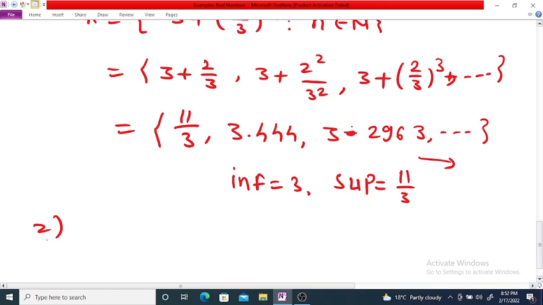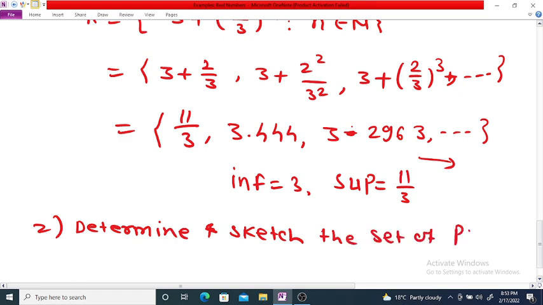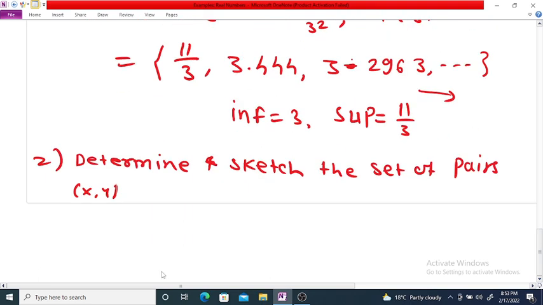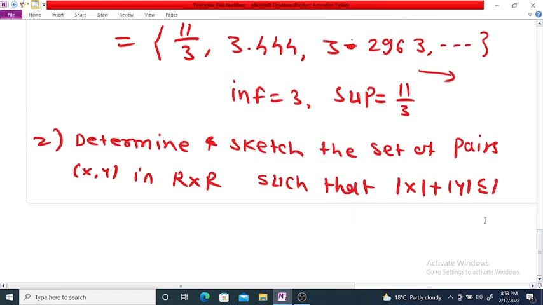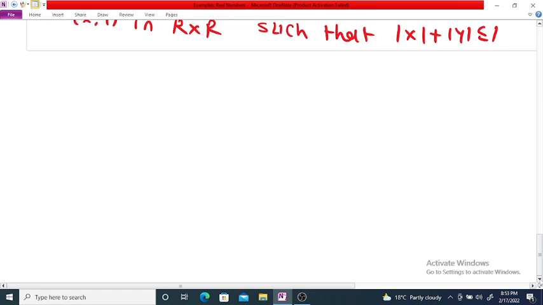So now the next example number 2: determine and sketch the set of pairs (x, y) in R cross R, the real number set, such that |x| + |y| is less than or equal to 1. So we want to determine the pairs (x, y) satisfying this condition.